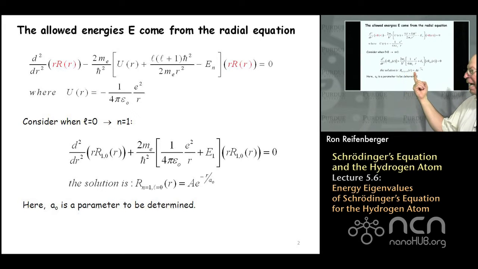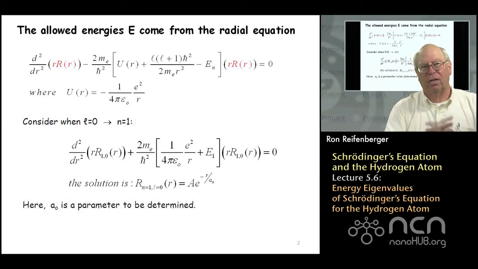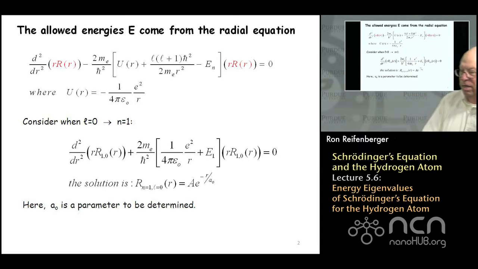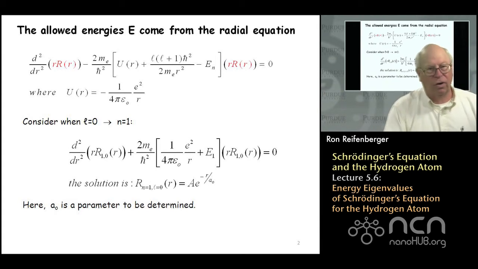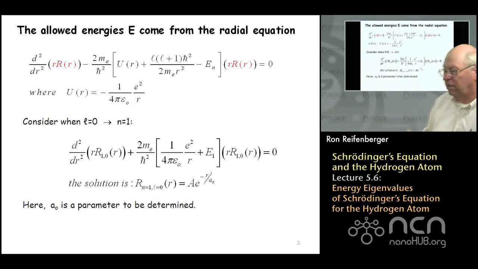The solution is a constant A times this exponential e to the minus r over a0, where a0 is some parameter that sets the length scale for the hydrogen atom. It turns out it's going to specify the radius of the ground state orbit for the electron in the hydrogen atom. But at this point, we don't know what a0 is. It's just some constant. And what we're going to try and do is determine both a0 and also the energy eigenvalue E1 for this quantum state n equals 1.